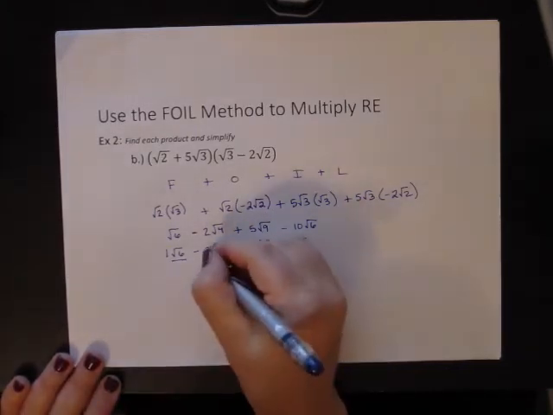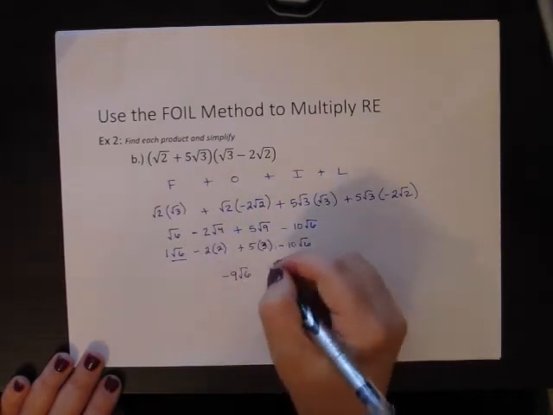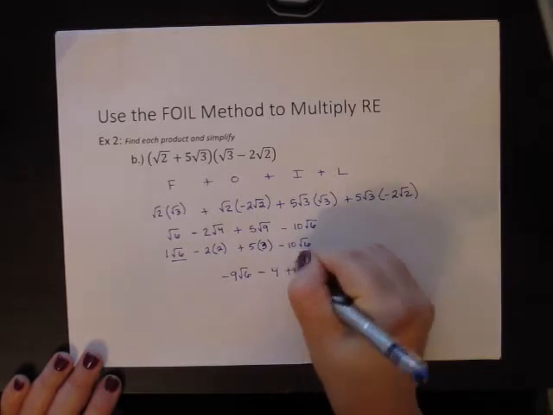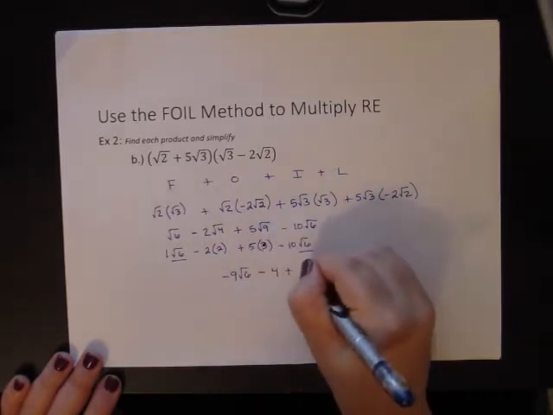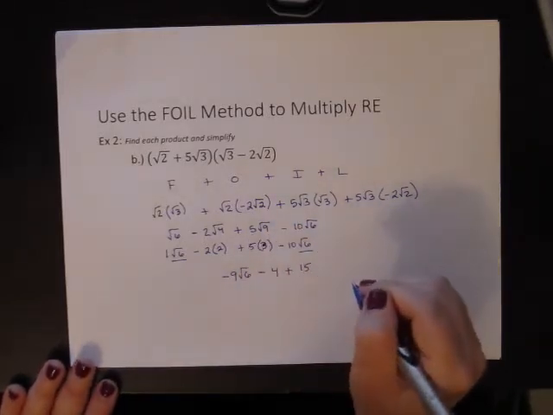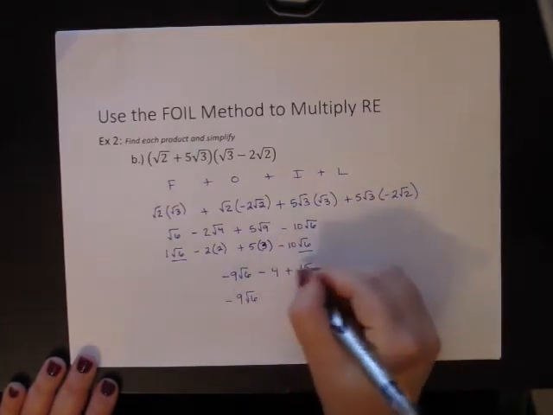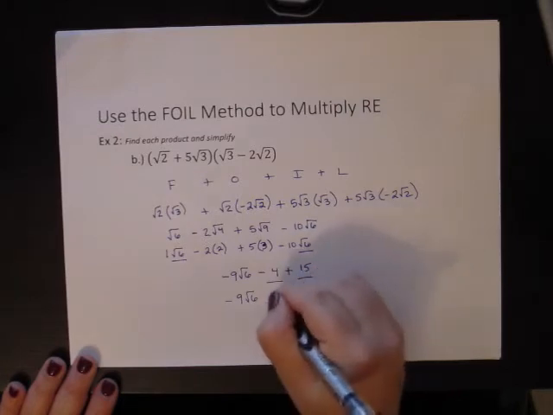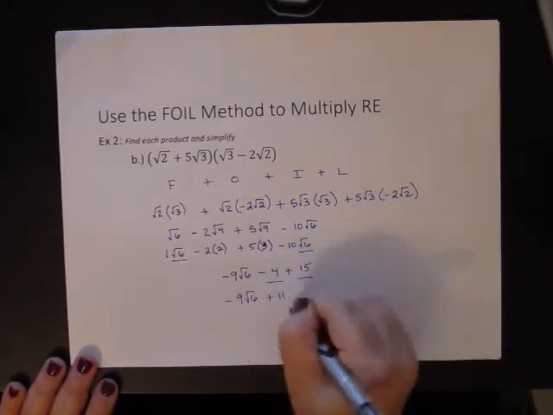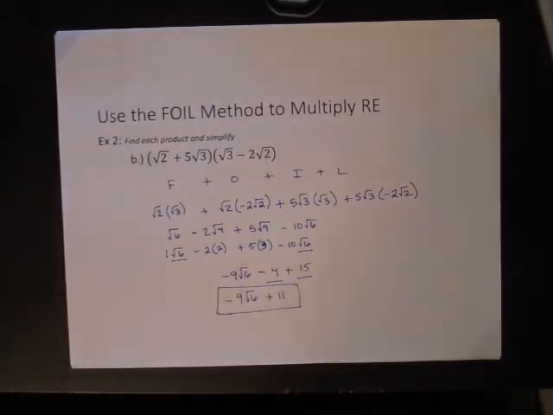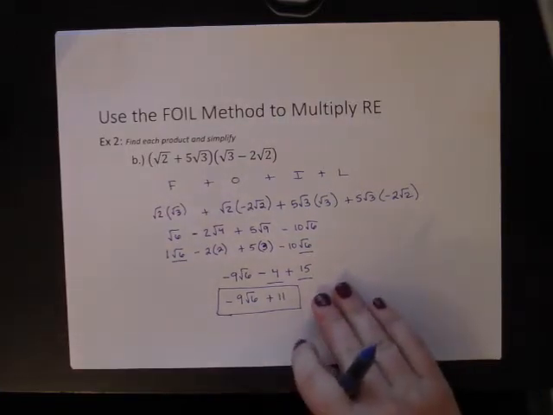And then let's continue to clean this up. So positive times a negative is going to be a negative. 2 times 2 is 4. Plus 5 times 3 is going to be 15. Okay, so we got negative 9 square root 6. Negative 4 plus 15 is going to be plus 11. Now, I don't care which order it is when you're just dealing with radicals. So either way would completely be fine with me. Okay?